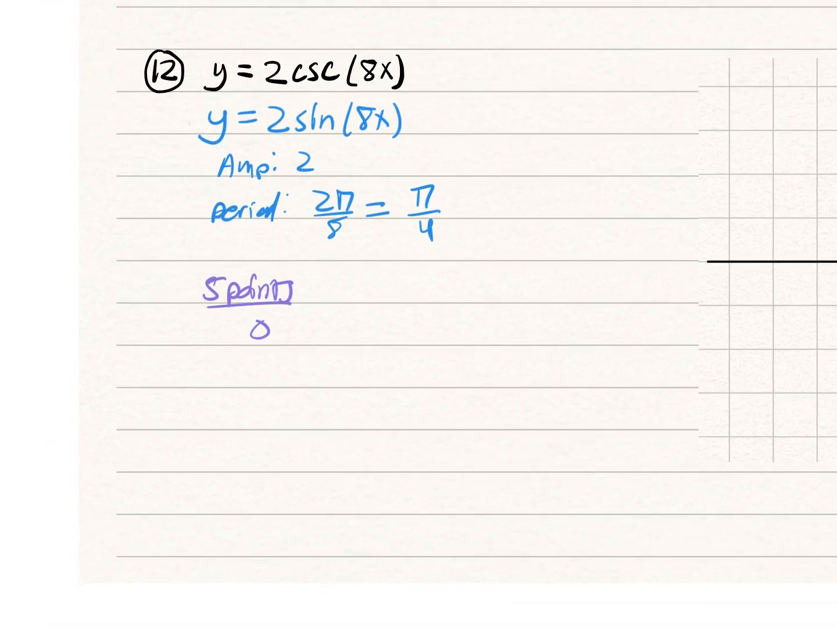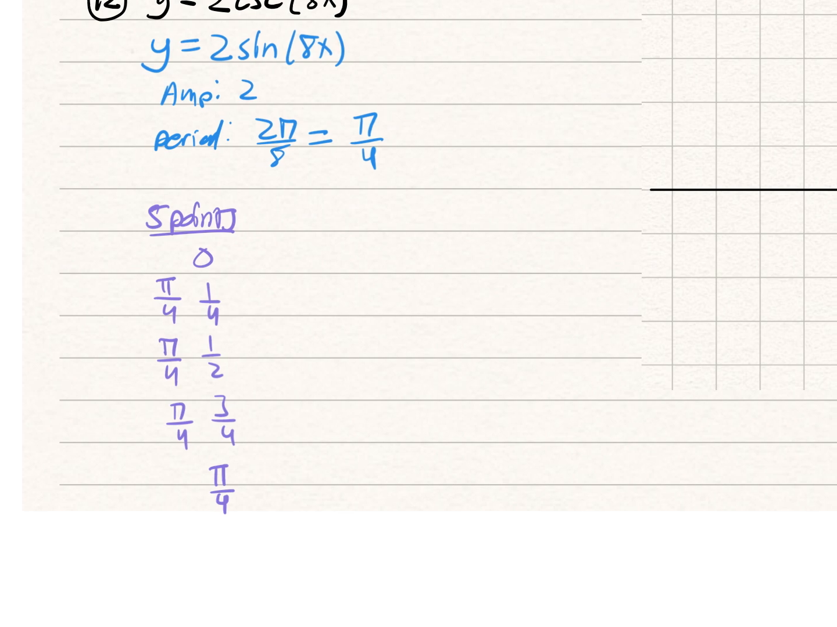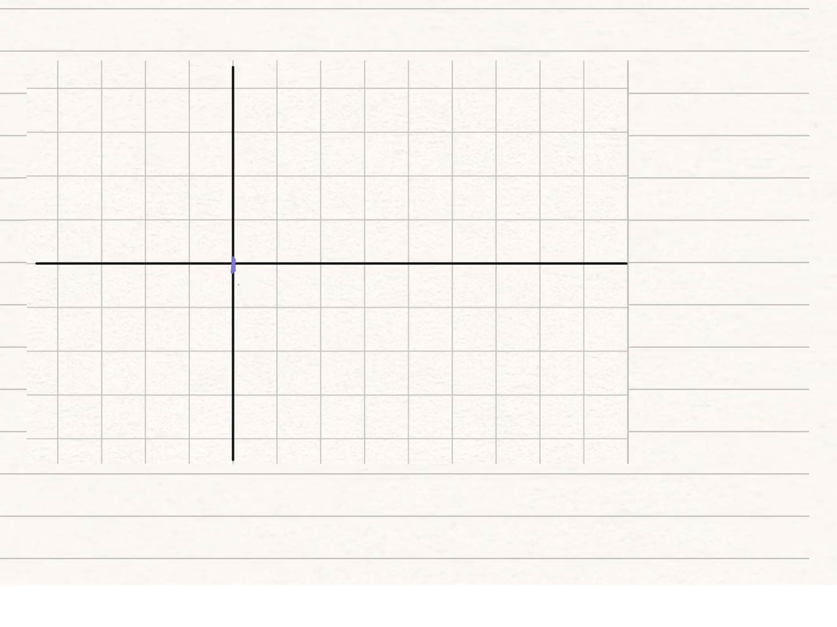So 0, 1/4, 1/2, and 3/4 times our period, so times pi over 4, and then pi over 4 is going to be my last one. All right, so then this is going to get us pi over 16. Pi over 8 is the halfway mark, and then 3 pi over 16. All right, I'm going to label that on the graph. So I have a 0, pi over 16, pi over 8, 3 pi over 16, and pi over 4.